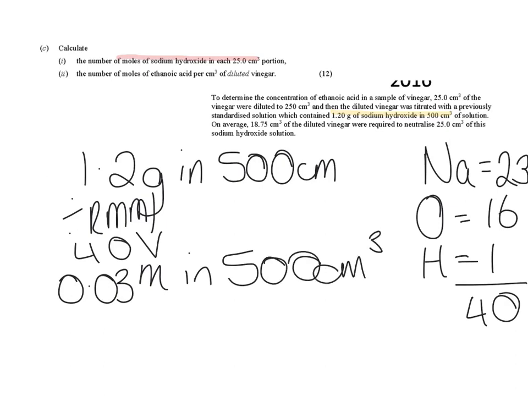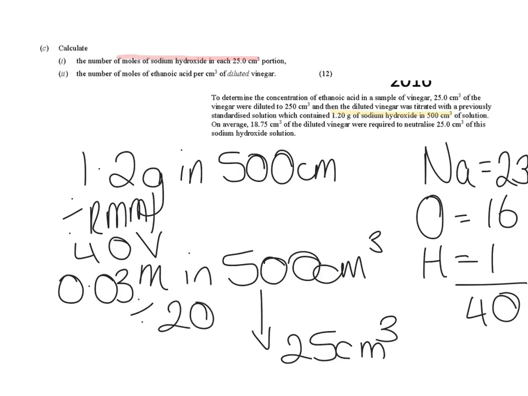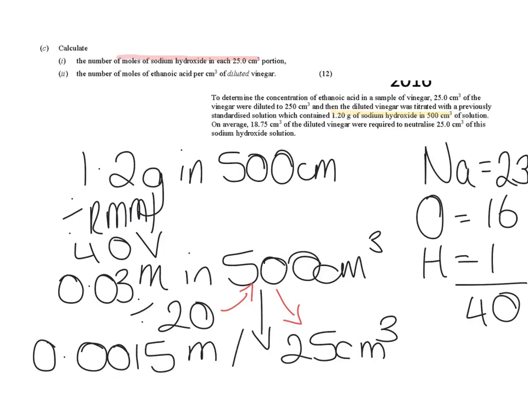I don't want it in 500 centimetres cubed, I want it in 25 centimetres cubed. The easiest way to do that, guys, is to divide by 20. Why 20? Because 20 goes into 500 25 times. So 0.03 divided by 20 gives me 0.0015 moles in 25 centimetres cubed. So that is part C, part 1.